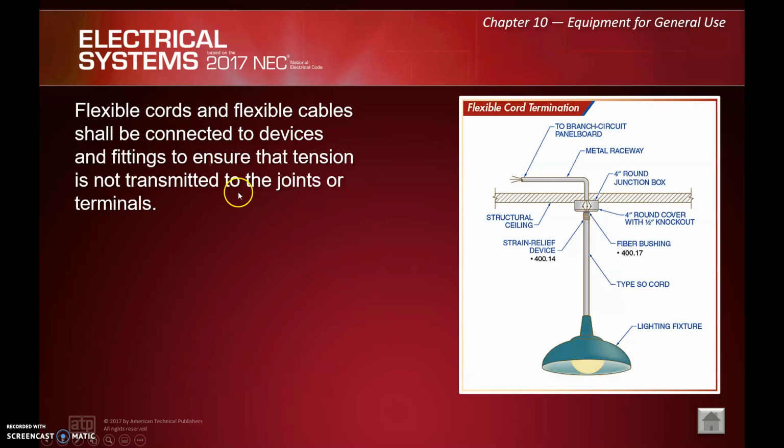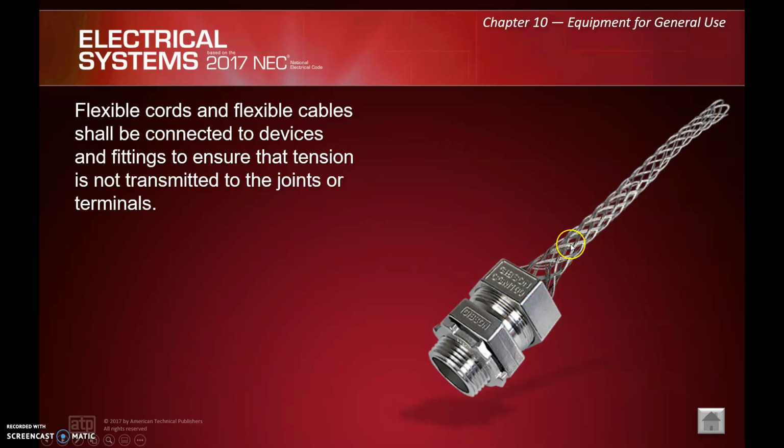So flexible cords and flexible cables shall be connected to devices and fittings to ensure tension is not transmitted to the joints or terminals. So we don't want to compromise our wiring connection. We need some kind of a strain relief device or connector. Probably the most common, and one of the more neat devices we get to use, is this type of strain relief connector. A lot of guys would call this your Chinese finger trap. If you've ever seen one of those cheap toys from the fair, it works exactly the same way. You can push the wire in, but as you pull out, the basket weave gets tighter and actually holds that cable in there. It does a great job of it. This is not the only type, but it's probably one of the most common, and the most effective and easy to use.